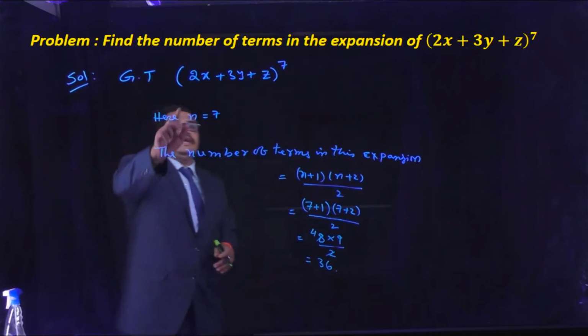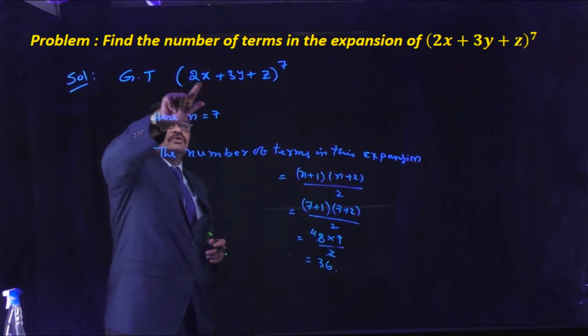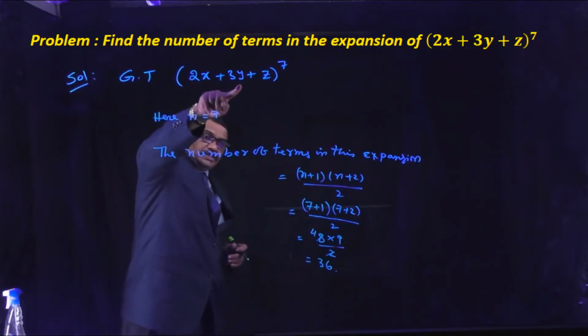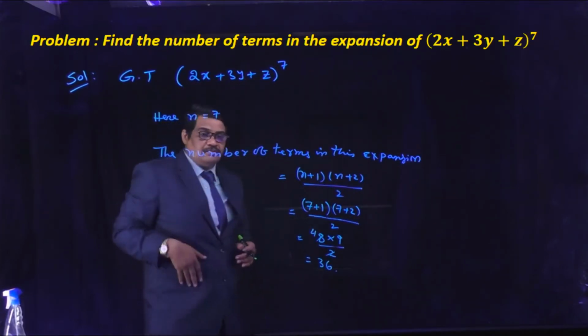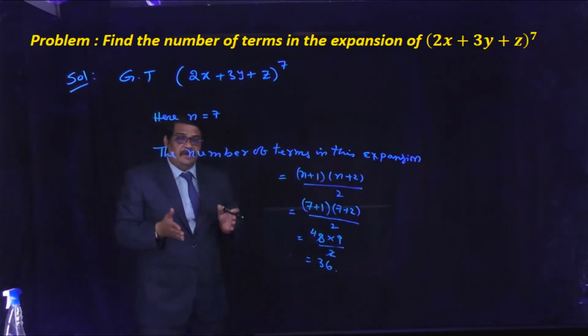So here we have taken 2x as one term, not two terms. This is only one term, and 3y is another term, and z is another term. So this expression is a trinomial expression.